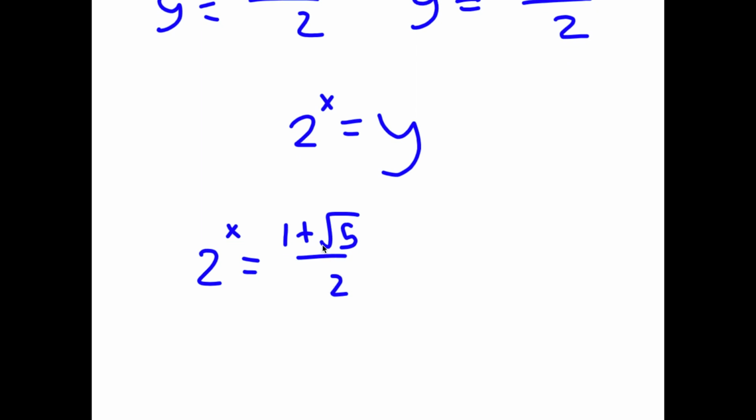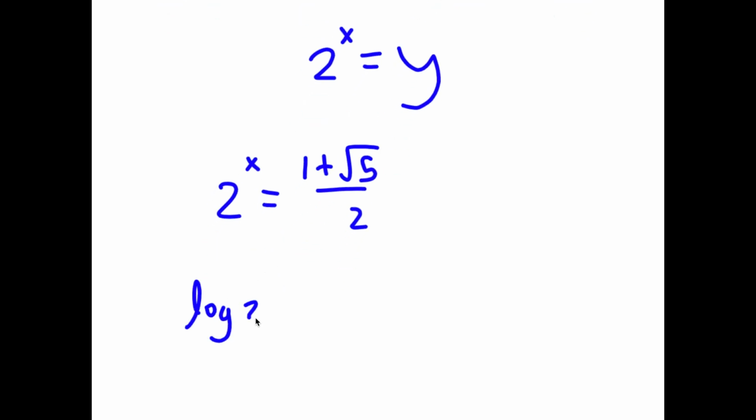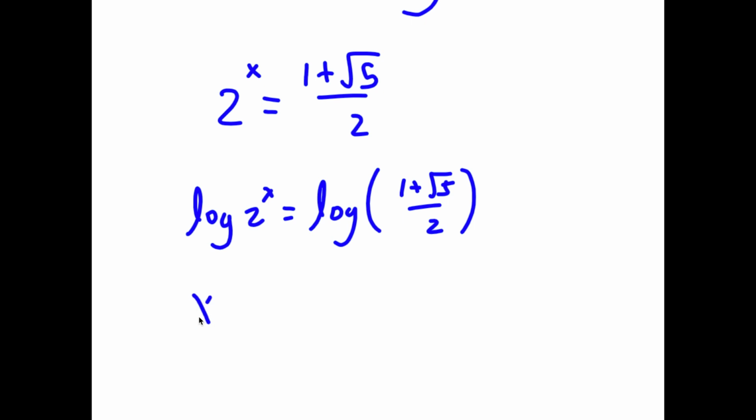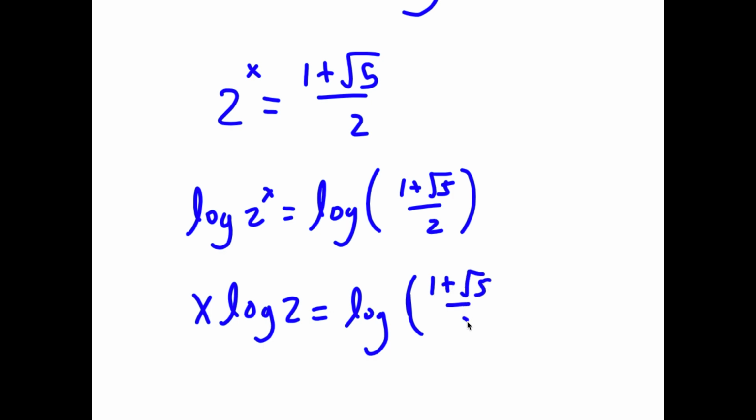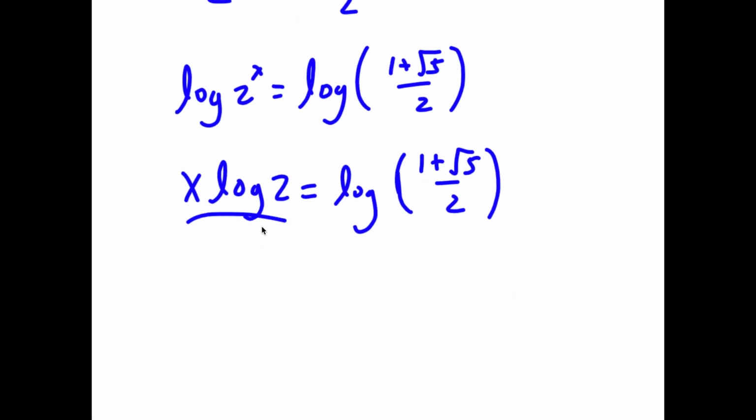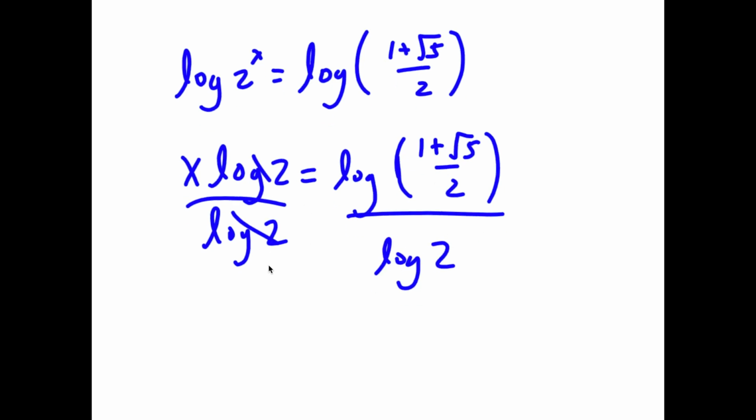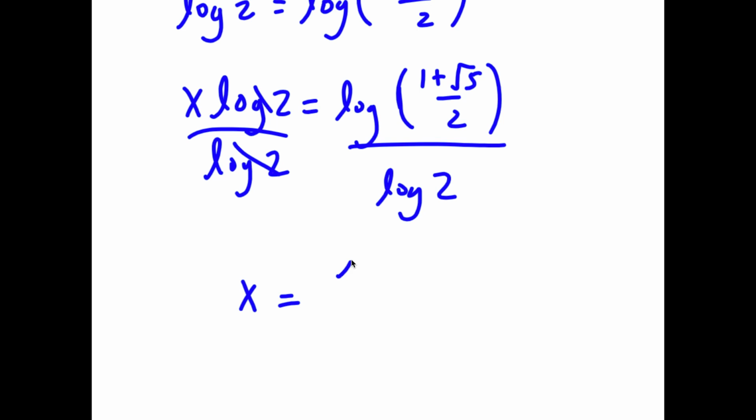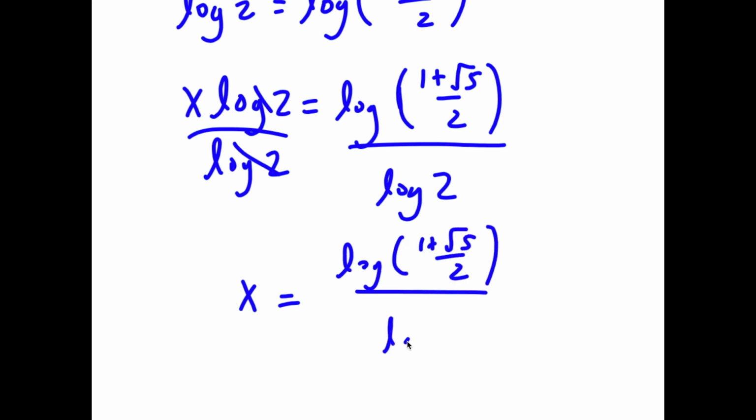So to solve this, I'm going to take the log on both sides. So then I have x times log 2 is equal to log of (1 plus the square root of 5) over 2. And now if I divide both sides by log 2, these two cancel out, and I get x is equal to log of (1 plus the square root of 5) over 2, over log 2.